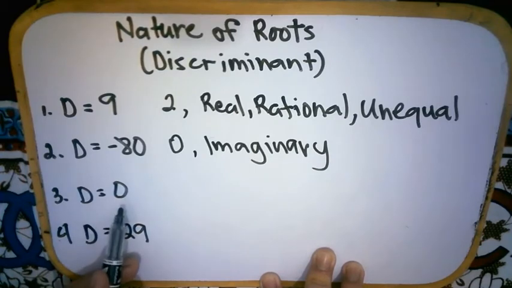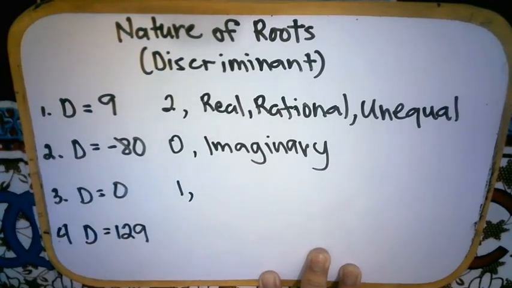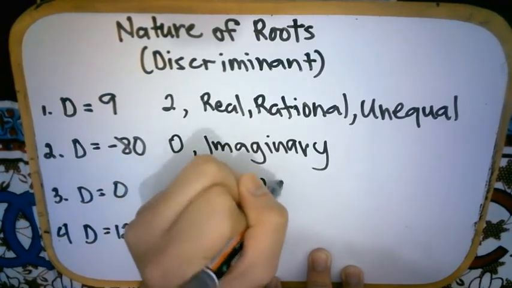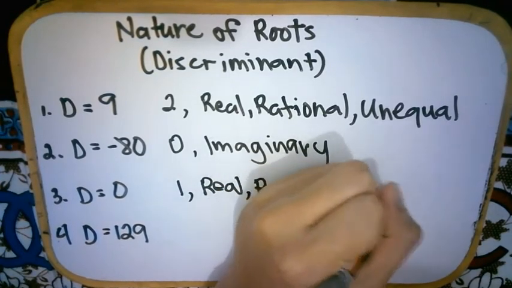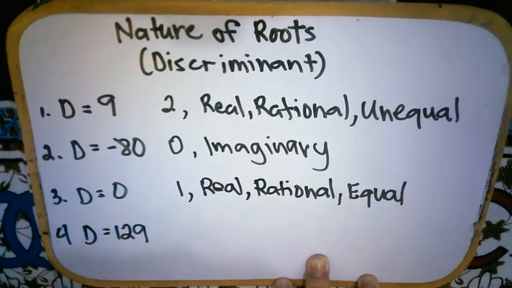We have here 0. Ano ang nature ng roots at ilan ang number of real roots kapag 0? So 0, nandun yan sa pangatlong row. So yan ay isa lang ang number of real roots. And then ito ay RRE, or real, rational, equal. RRE. Ang 0 po ay nasa pangatlong row.